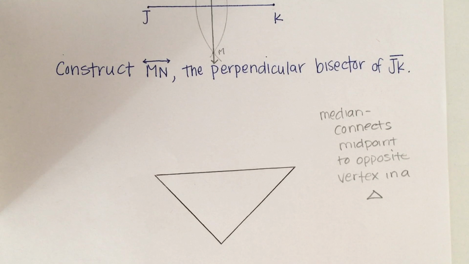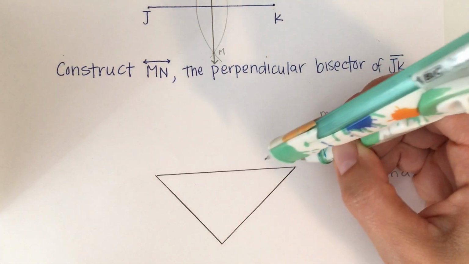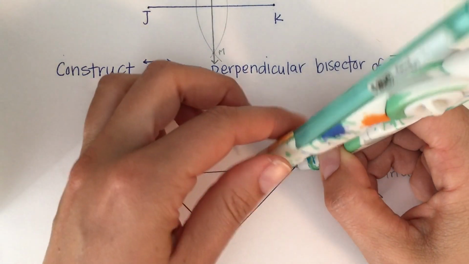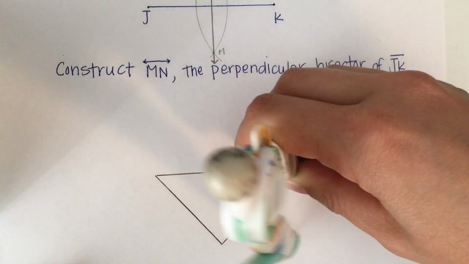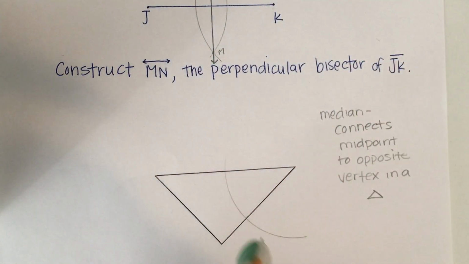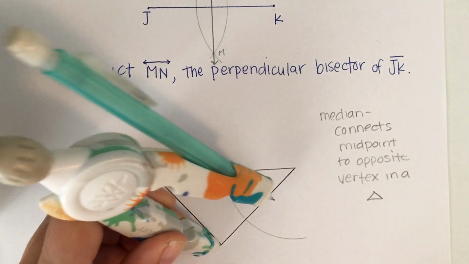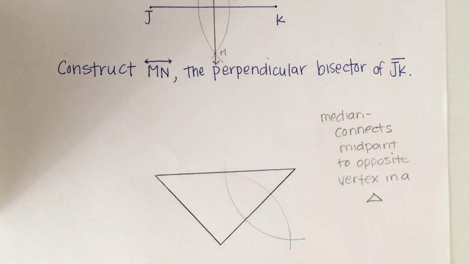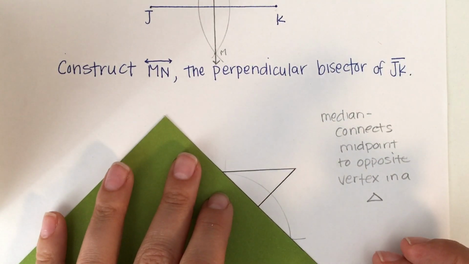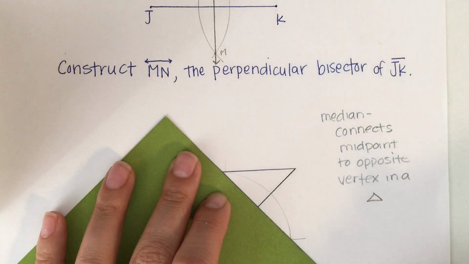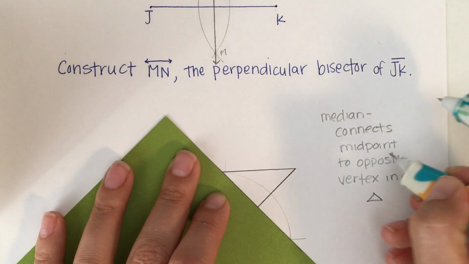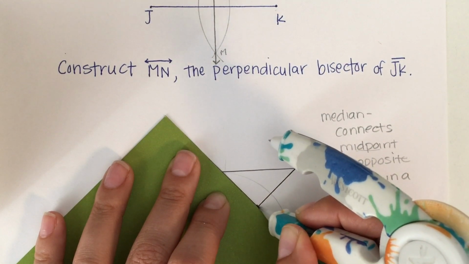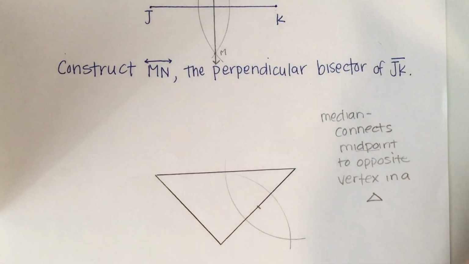So if I wanted to construct a median, I would first locate the midpoint by doing the perpendicular bisector construction. So I'm going to put my compass point on one vertex, open it more than halfway, draw my arc, keep the same compass setting, turn it around, draw the other arc. Then I would take my straight edge and line up the 2 points of intersection between the arcs. Now all I need here is the midpoint. So I'm just going to make a little mark on the side of the triangle where the midpoint is.